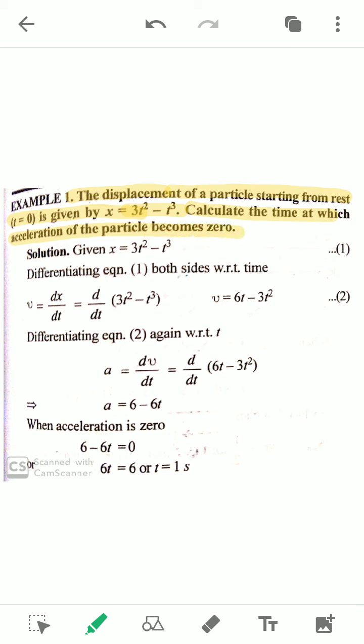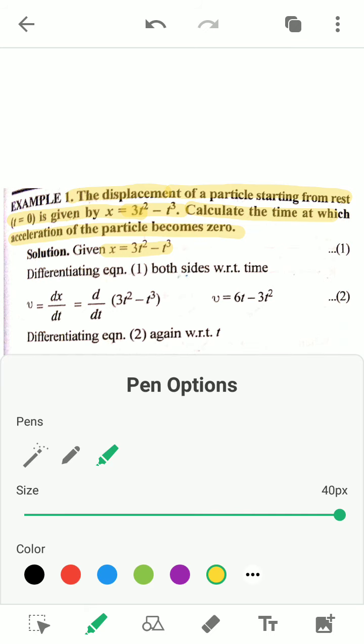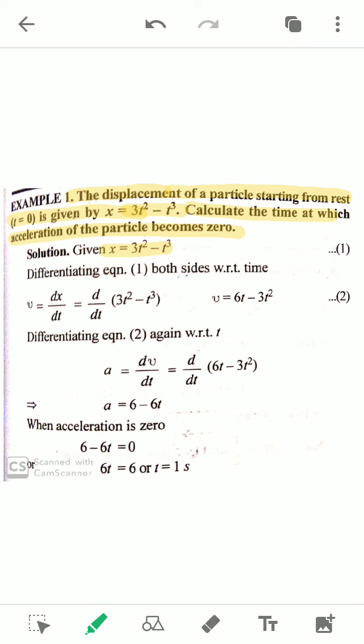According to the question, displacement is given and we have to calculate the time when the acceleration of the particle becomes 0. So that is the given equation, x = 3t² − t³. For differentiation, differentiate equation 1 on both sides with respect to time. We know very well velocity is dx/dt, so the differentiation of displacement with respect to time is velocity. So d/dt of (3t² − t³).